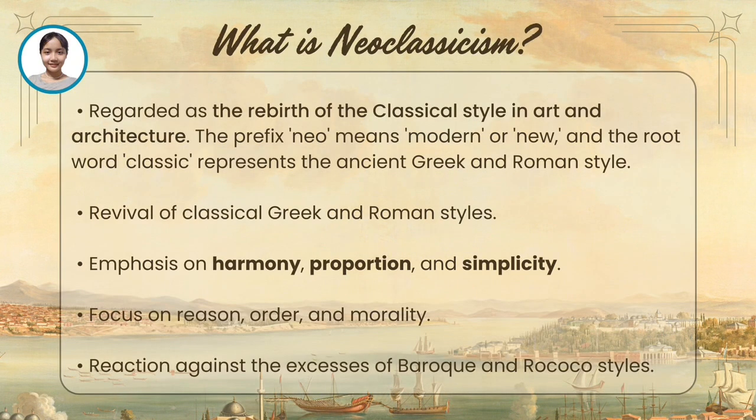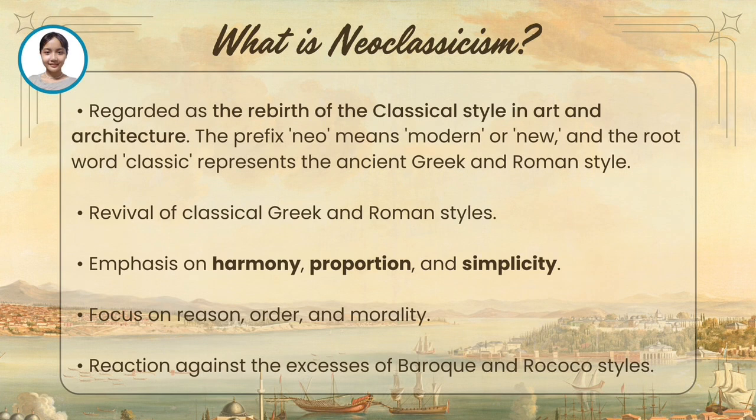Let us know what is Neoclassicism. It is the rebirth of the classical style in art and architecture, the revival of classical Greek and Roman styles. So, in simple words, it is the new representation of ancient Greek and Roman style. The emphasis on harmony, proportion, and simplicity is highlighted.